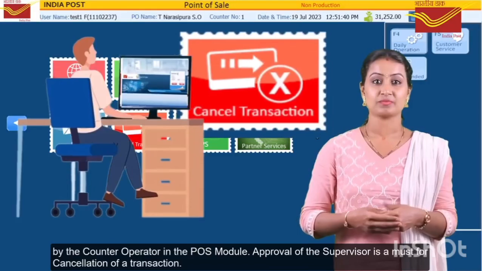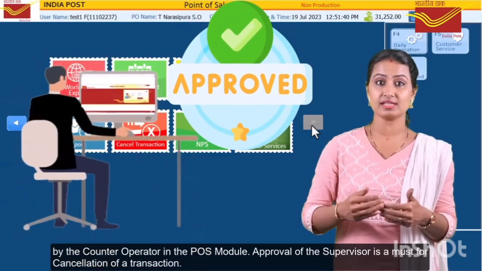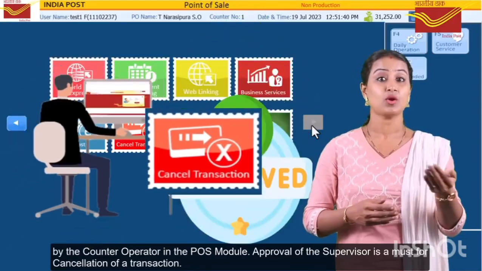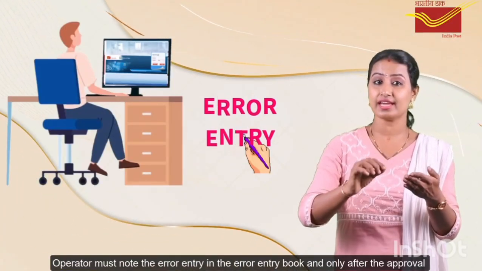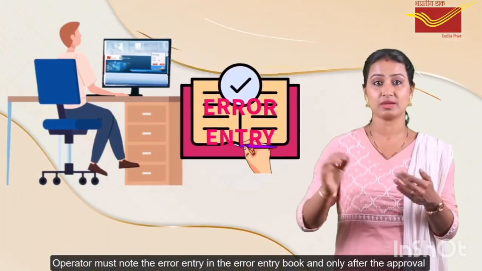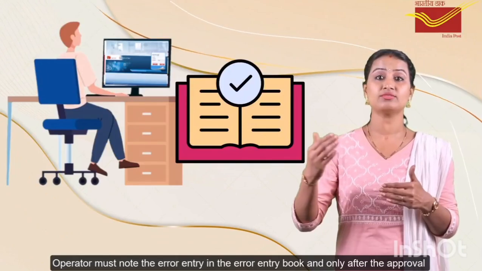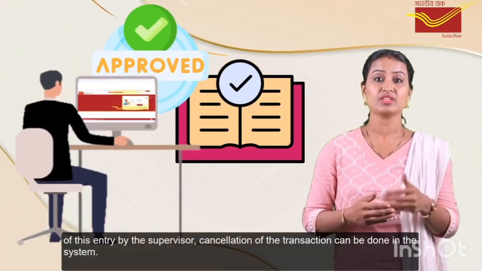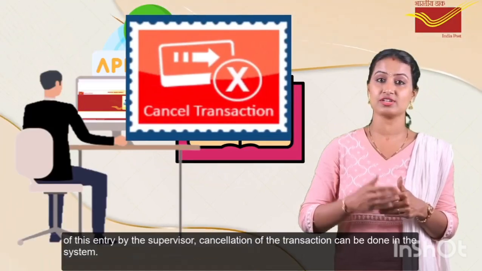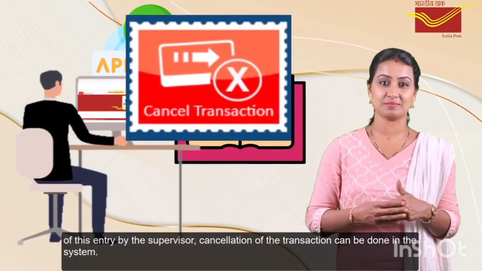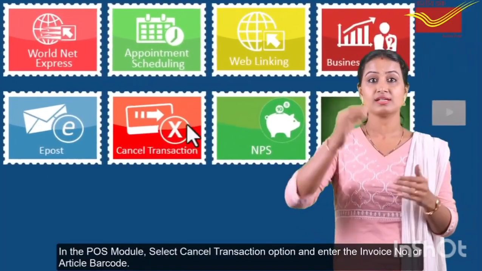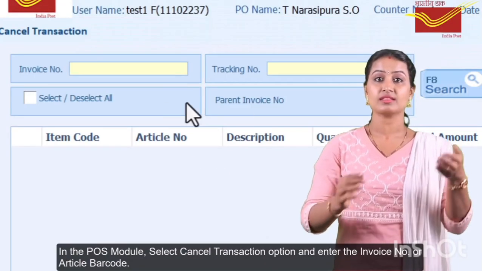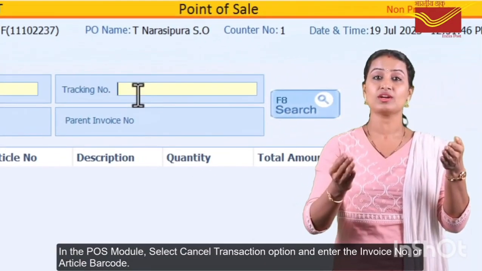In this session, we are discussing the cancellation of transaction by counter operator in the POS module. Approval of the supervisor is a must for cancellation of a transaction. Operator must note the error entry in the error entry book and only after the approval of this entry by the supervisor, cancellation of a transaction can be done in the system.